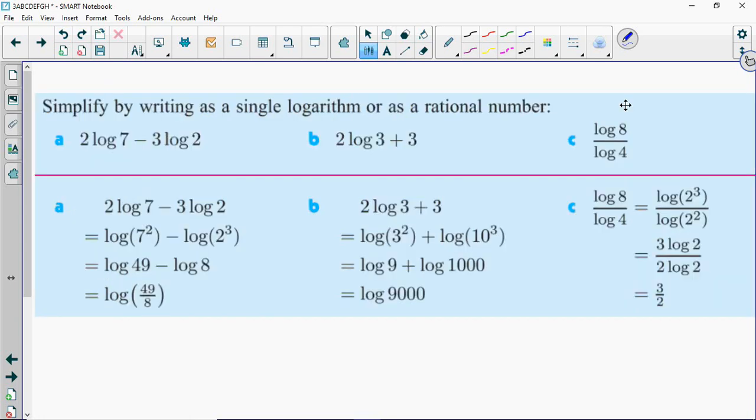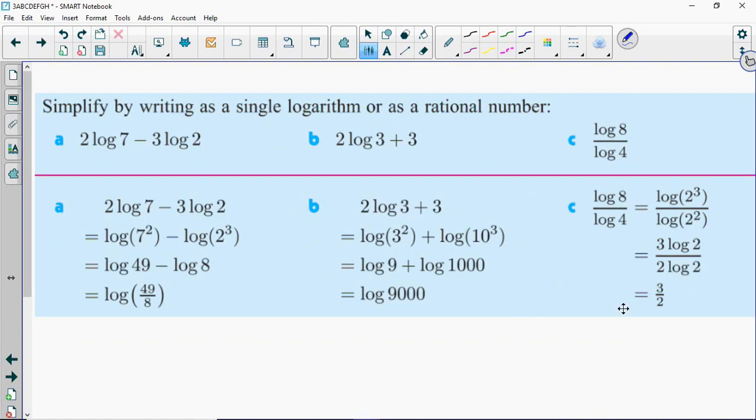Here are three slightly more complicated ones. We now have coefficients on the logarithms. So we bring the 2 in to make that 7 squared. That's 49. This is going to be 2 cubed. Now that's 8. And now we just have the quotient like before. Same basic thing happening over here. Same thing over there. Here we take the exponent out so that the log of 2 divided by log of 2 cancel.